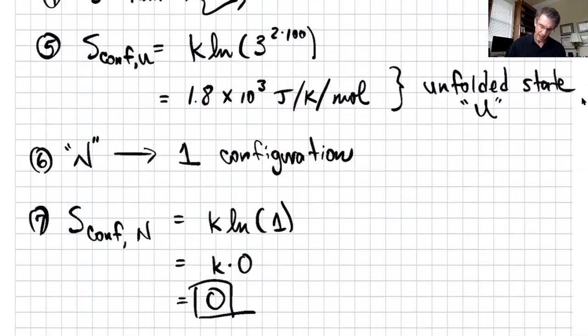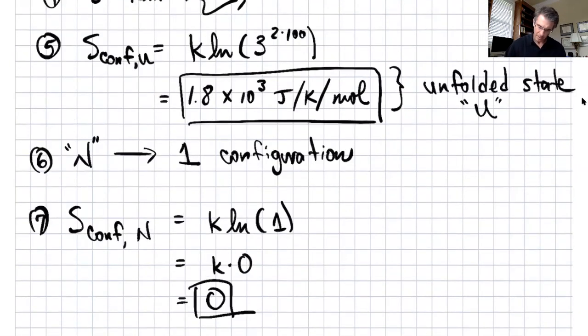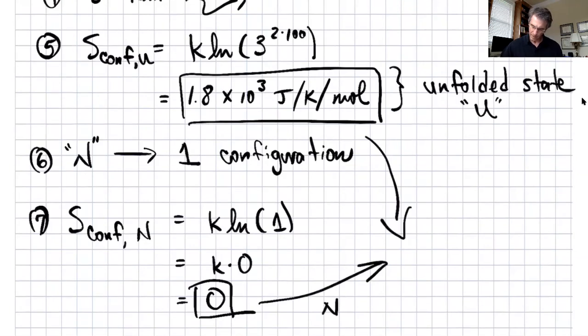Which means the configurational entropy of the native state is essentially 0. So the difference between the native state and the unfolded state is something like 2 kilojoules per mole in loss of configurational entropy. All that configurational entropy in the unfolded state, even in the toy story, you've got to crush all the way down to a single state. That's a big loss of entropy.